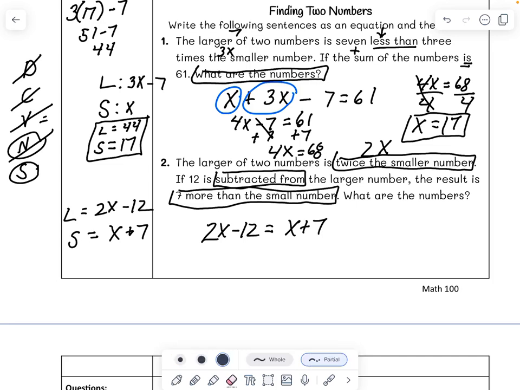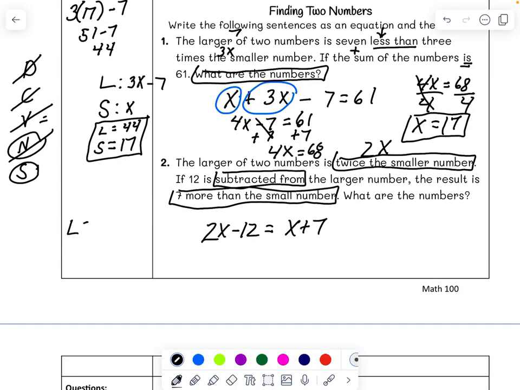All right, so let's figure out what x is. But remember, my large number is twice my smaller number. But if I subtract 12 from my larger number and I add 7 to my smaller number, then this statement is true. Okay? But here are my values. All right, so let's solve it.